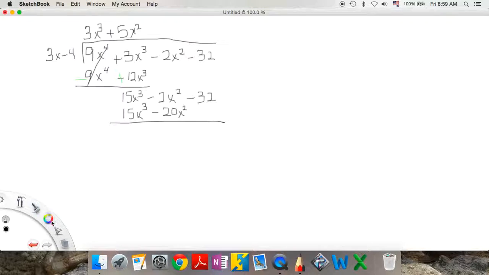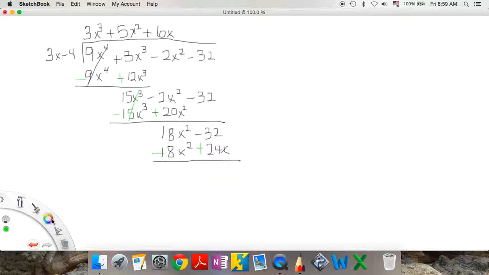And again, I'm going to subtract that, which makes these cancel. And I'm left with 18x squared minus 32. So 3x times what's going to give me 18x squared? Well, 3 times 6 and x times x. So that gives me 18x squared and then minus 24x. And now I'm going to subtract again.